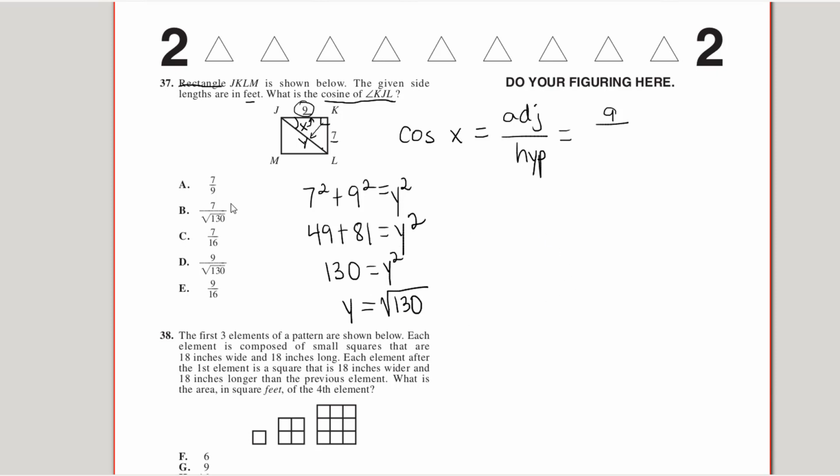And I'm glancing at my answer choices, and I see some of them make use of square root of 130. So that's a clue that we're probably not going to be able to simplify that square root of 130. I'm going to keep that as my denominator, the hypotenuse, square root of 130. And do we have an option for 9 over the square root of 130? We do, and that's answer choice D.